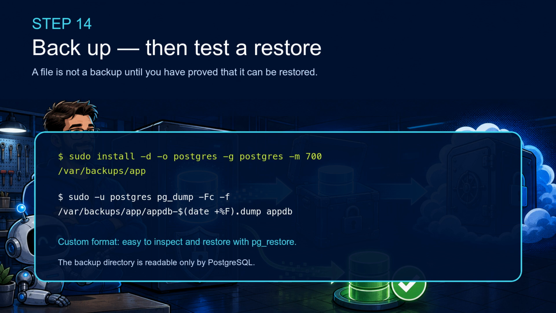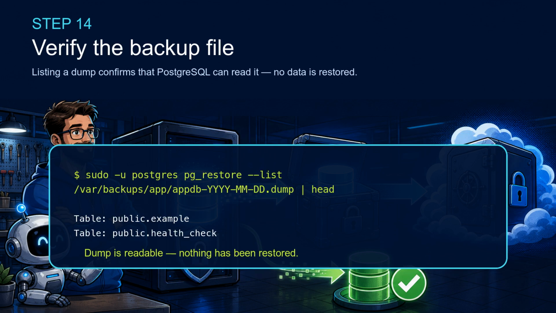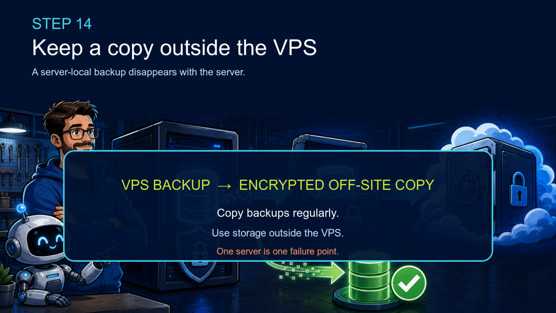A backup is useful only if you can restore it. First, create a protected backup directory and use pg_dump to create a Postgres dump in the custom format. Use pg_restore with the list option to confirm that the dump can be read. This does not restore any data. Copy backups regularly to encrypted storage outside the VPS. A backup stored only on the same server is lost if that server is lost.